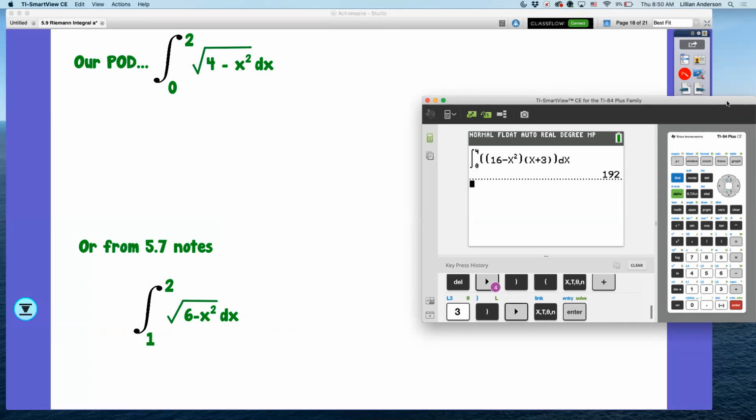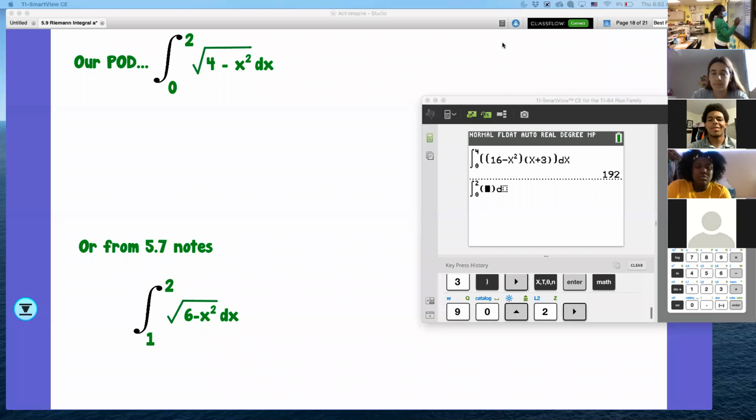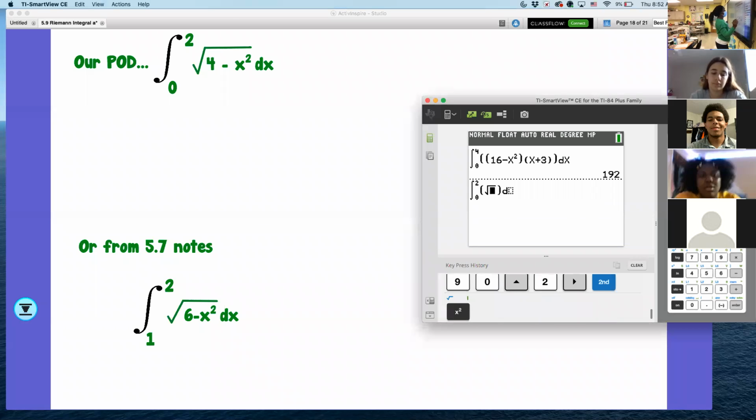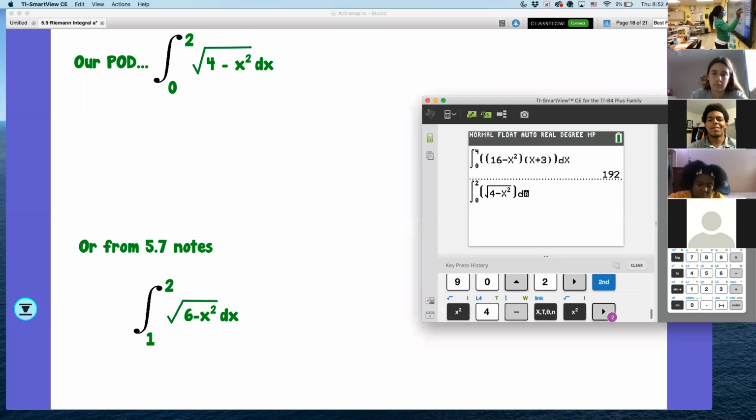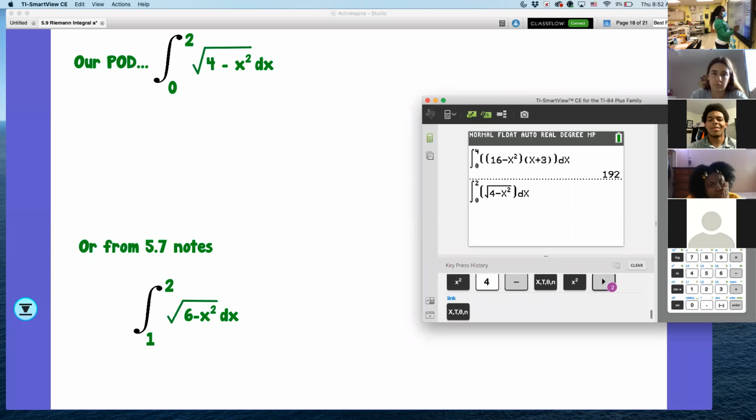So again, what two buttons do I press? Math 9, and I fill everything in. If yours does not look like mine, you have to do the function, comma, x, comma, upper bound, comma, lower bound. All right, so square root of 4 minus x squared. No matter what, we'll always use x. It doesn't matter if the variable is something different. Make sure you close it off with the dx.